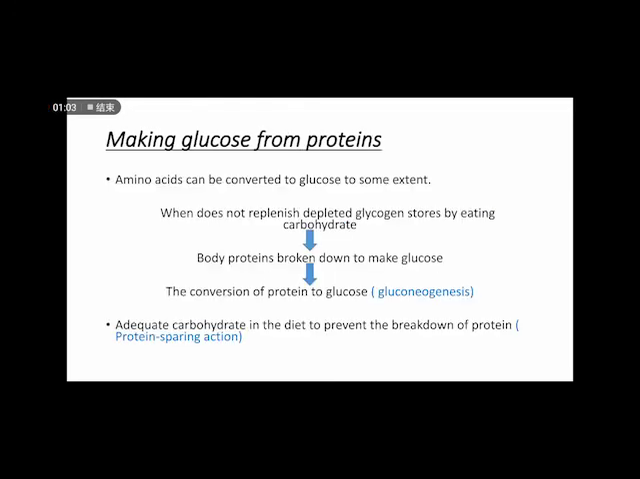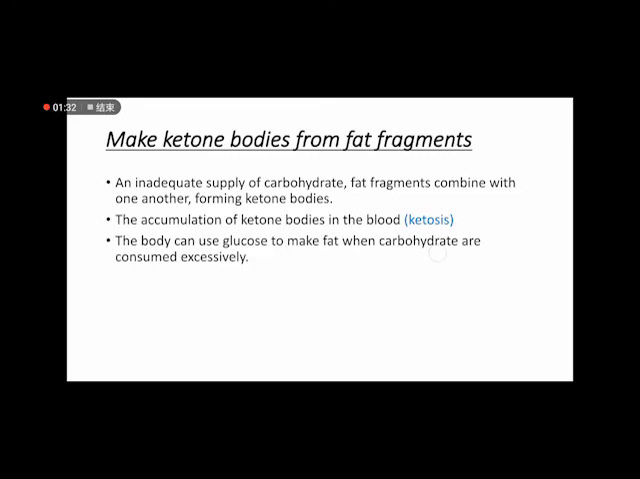Making glucose from proteins: amino acids can be converted to glucose to some extent when one does not replenish depleted glycogen stores by eating carbohydrate. The body proteins are broken down to make glucose. The conversion of protein to glucose is called gluconeogenesis. Adequate carbohydrate in the diet to prevent the breakdown of protein is called protein-sparing action.